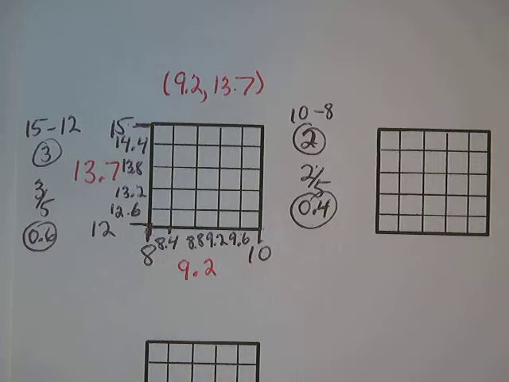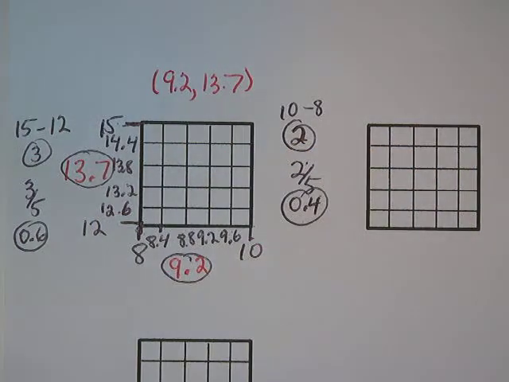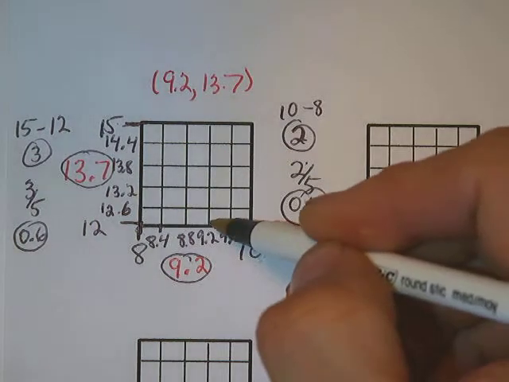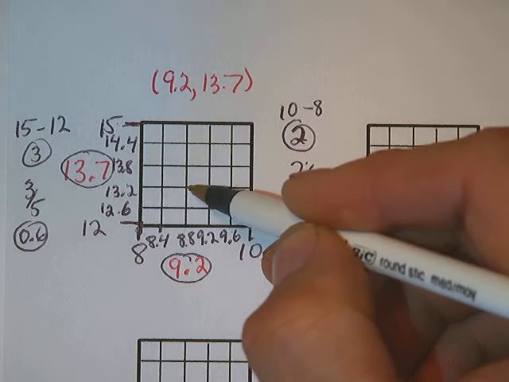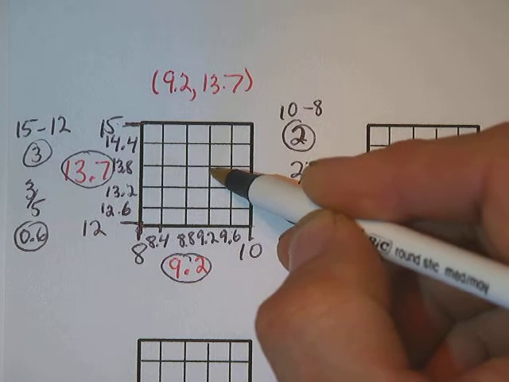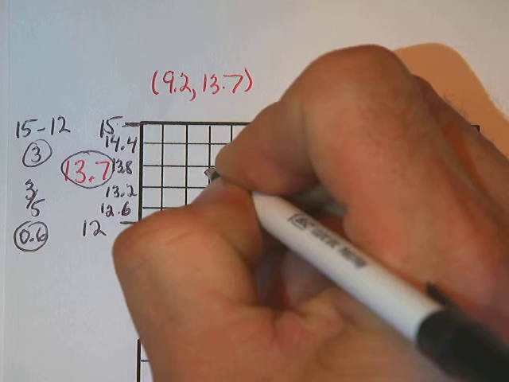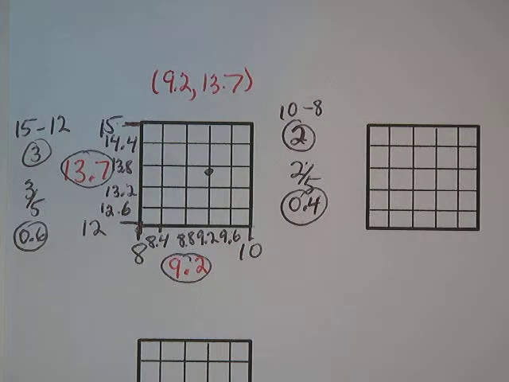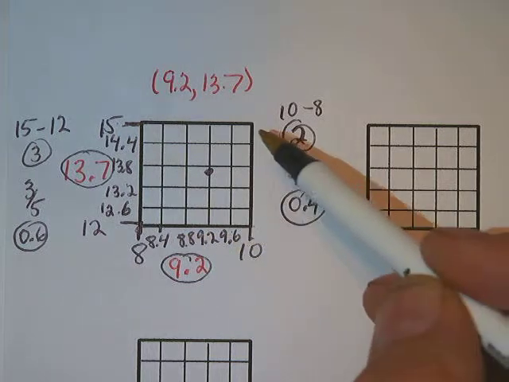So, going back to our actual example now, the question is, where would I graph 9.2 and 13.7? Well, the 9.2 value is pretty easy to see. It's going to be right along this line. Now, 13.7 is between 13.2 and 13.8, but it's fairly close to 13.8. So my best estimate for the place to put that dot would be right there. That should be our point.